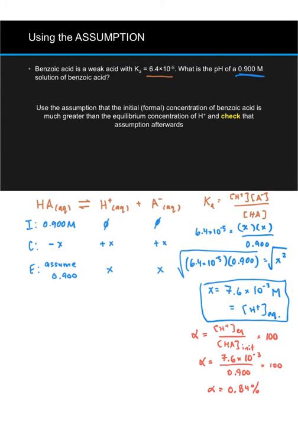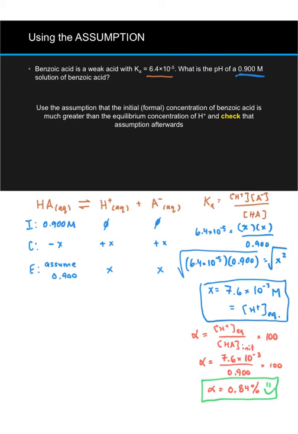Is this a good result or a bad one? Good. It's a good result. You answered correctly, even though I can't hear you right now, because alpha is less than 5%. That means that we don't have to go through the process of solving a quadratic equation. Benzoic acid dissociated so little that the amount of benzoic acid left over at equilibrium is effectively the same as the amount that we started with.